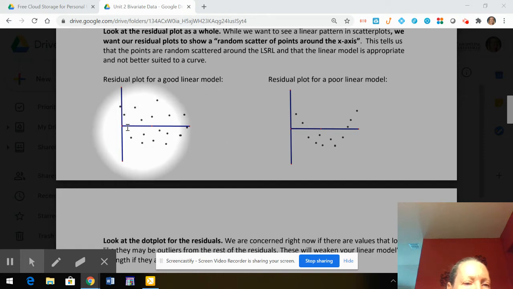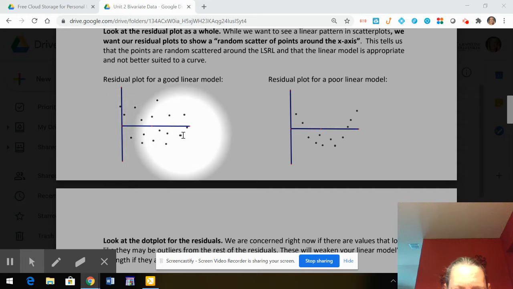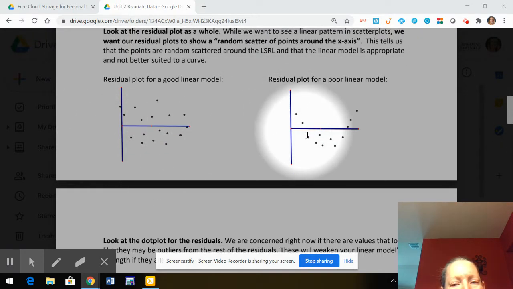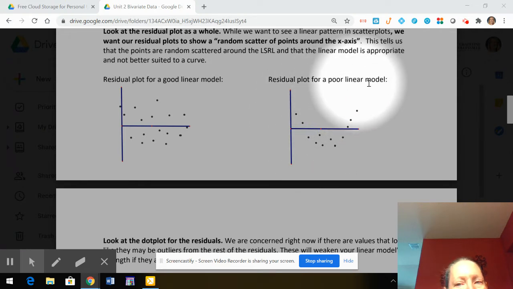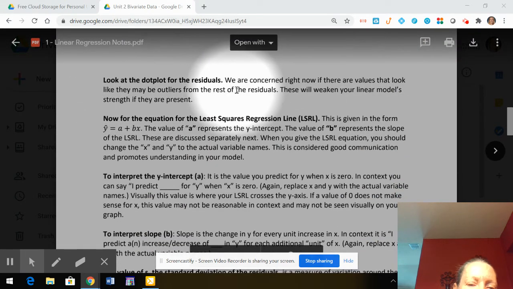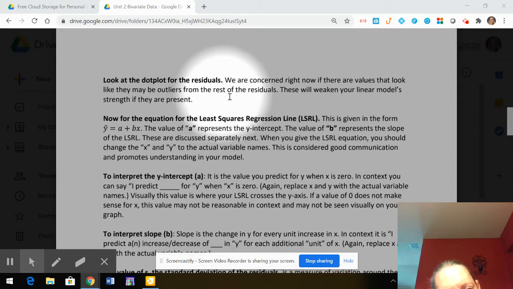On a residual plot, if you could picture that this is your regression line, you want points scattered around it. You want them random looking like this one. This shows a good linear model. If your points curve around the line that you've created, that means that your line is better suited to a curve, and we do not have a good linear model. You can look at the dot plot for your residuals. All we're really worried about on those is if I have a situation where I have values that are really far off my regression line.